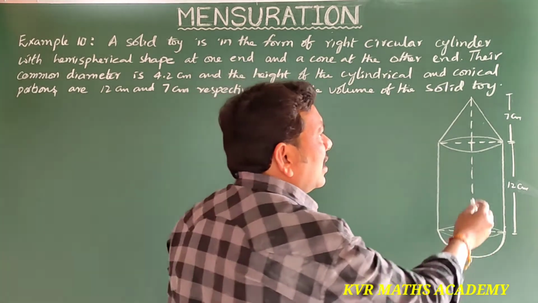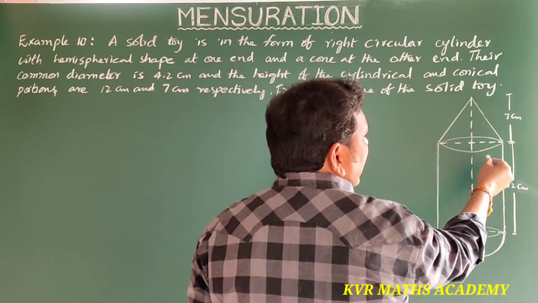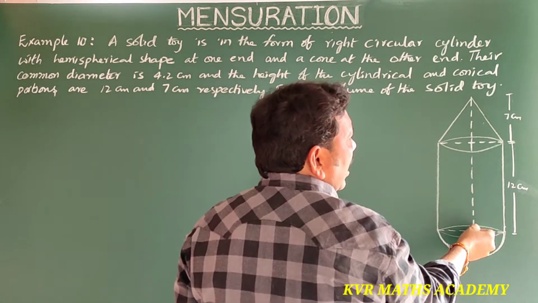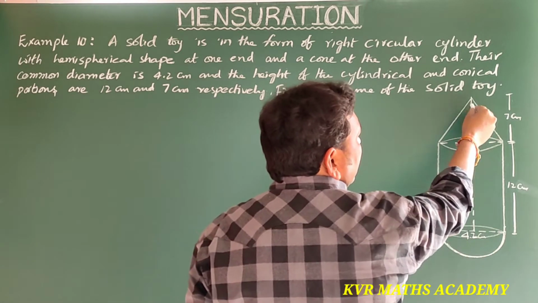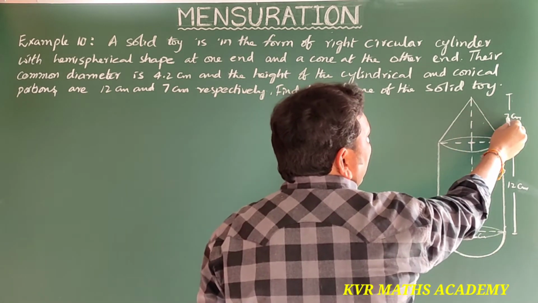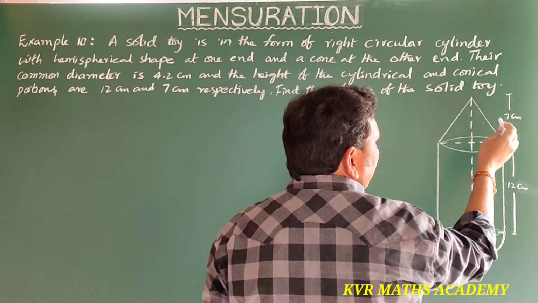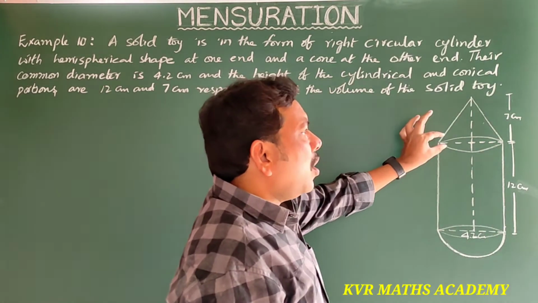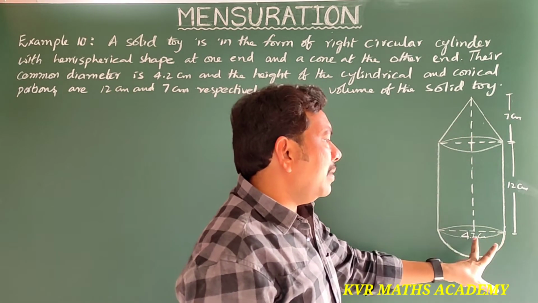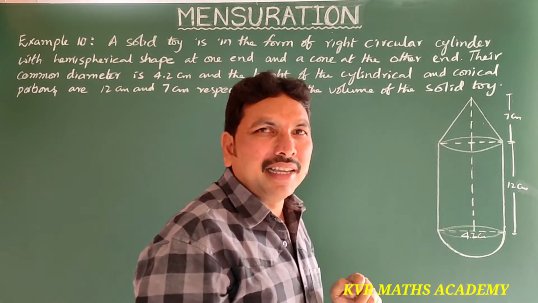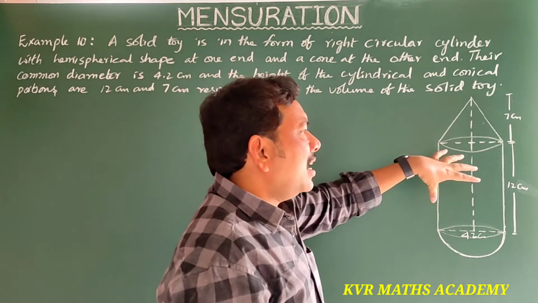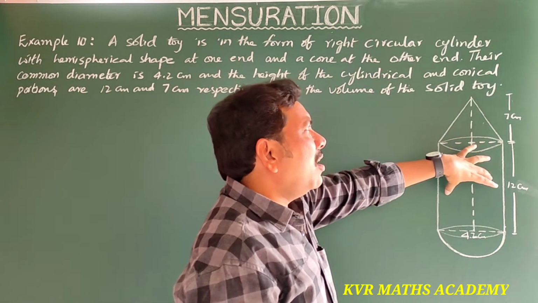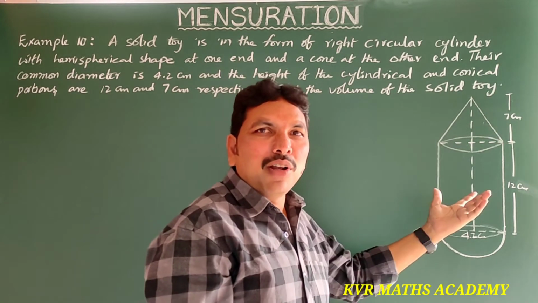Here, the heights of the cone and cylindrical portions are given, that is, the height of the cone is 7 centimeters and the height of the cylinder is 12 centimeters. Next, the common diameter is 4.2 centimeters. Then he has asked to find the volume of the solid toy.